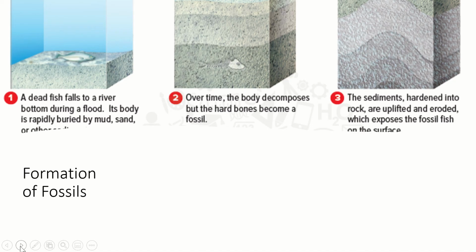When we look at the formation of fossils, an organism dies. For example, this fish died and falls to the bottom of the river during a flood or some event, and its body is quickly covered in sediment. So it's buried in mud and sand and other sediments, and then the fleshy part of that fish decomposes, leaving the hard parts or the bones. I'm sorry, this picture was cut off, but this picture comes directly from the book.